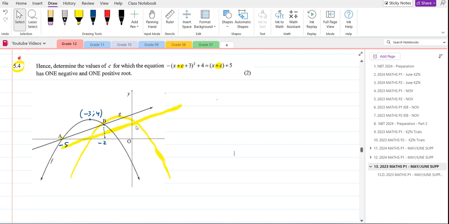So I've got two conditions. It's either I shift it more than 2 but less than 5. Yes, so more than 2 but less than 5. More than 2 but less than 5. So the value of C should be more than 2 but less than 5.